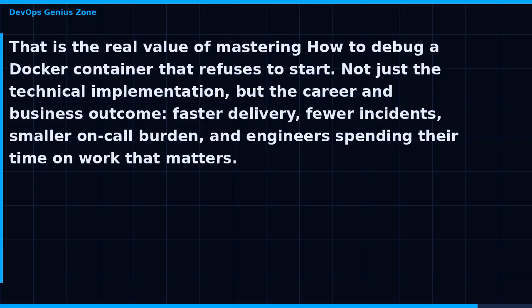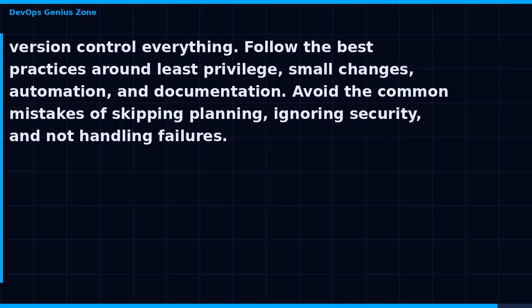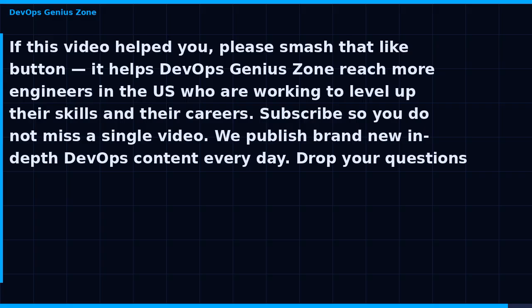To summarize, how to debug a Docker container that refuses to start is critical in the 2025 US DevOps job market. The foundational concepts are desired state management, the reconciliation loop, and idempotency. Start right by understanding requirements before touching configuration, and version control everything. Follow the best practices around least privilege, small changes, automation, and documentation. Avoid the common mistakes of skipping planning, ignoring security, and not handling failures.